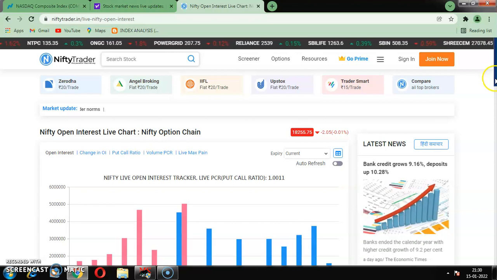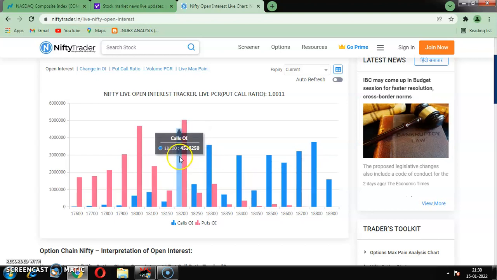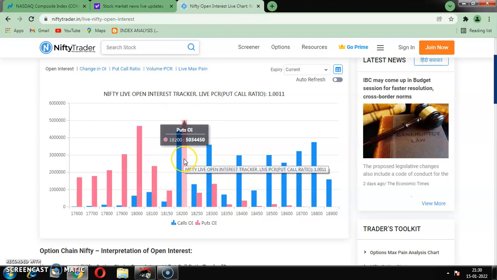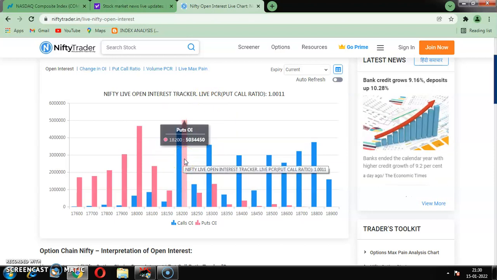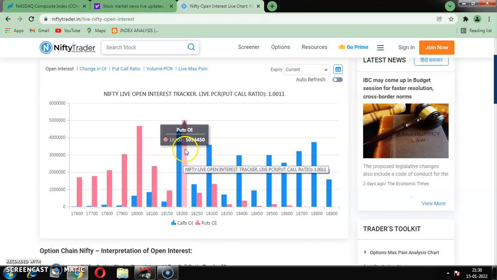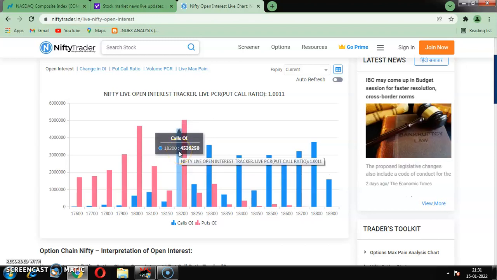As far as the option data is concerned, you see the red bar is known as the put writer, and the blue bar is known as the call writer. Here you can see 18,200: the open interest of the put writer is above 50 lakhs, whereas the open interest of the call writer at 18,200 is above 45 lakhs.